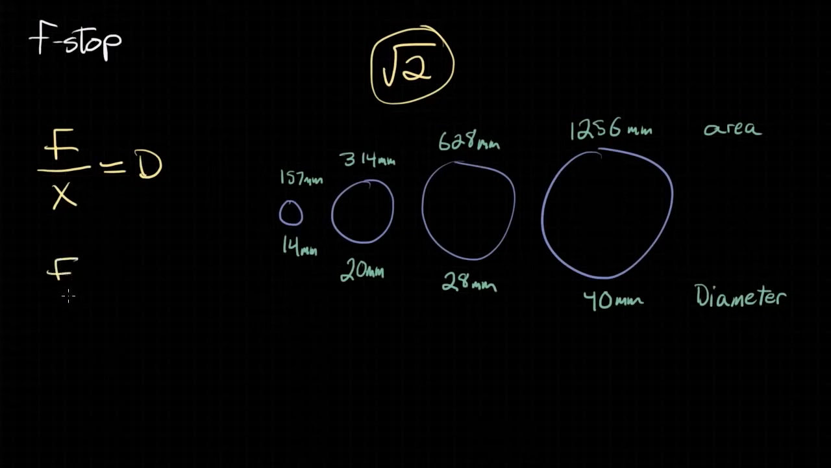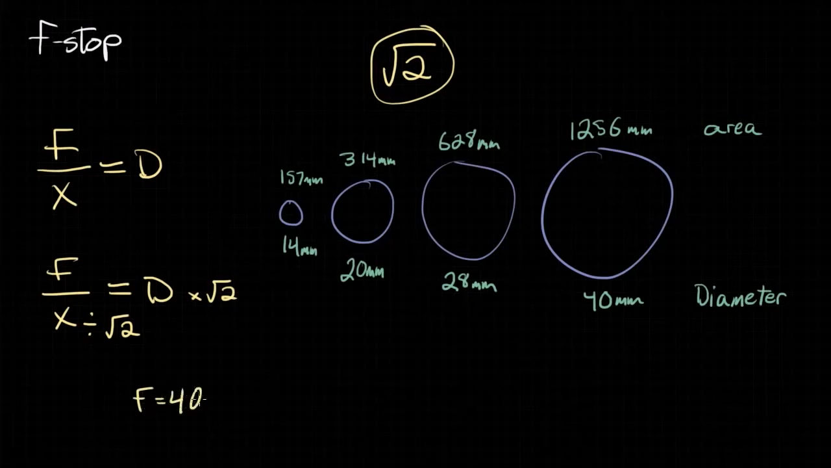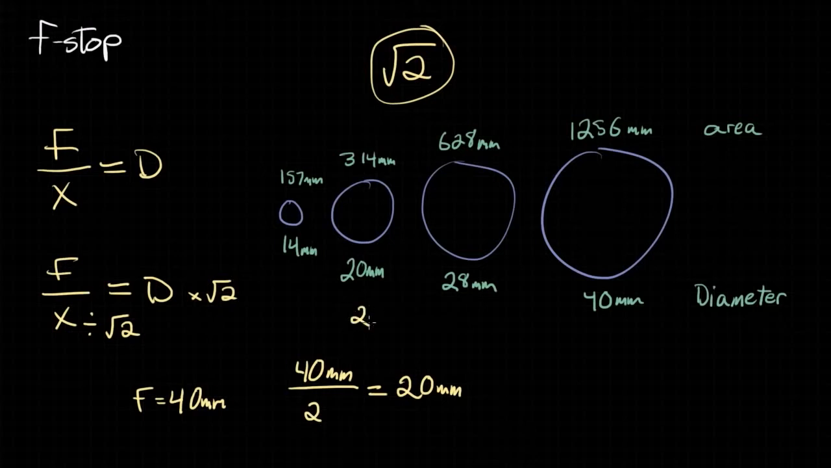So for example, let's say we're going to double the amount of light. Well, in order to do that, we need to multiply the diameter by the square root of 2. Now, in order to keep this equation balanced, we're going to need to divide the f-stop number by the square root of 2. Let's plug in a real example. Let's say we're dealing with a focal length of 40 millimeters. Let's take our 20 millimeter aperture size and see what the f-stop number would be. If we have a 40 millimeter focal length and a 20 millimeter diameter, our f-stop number is obviously going to be 2. So let's put 2 here as our f-stop number.